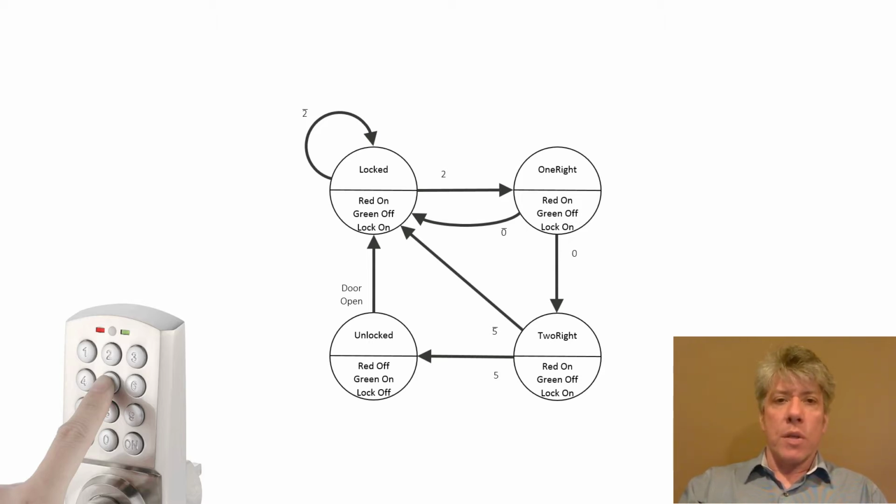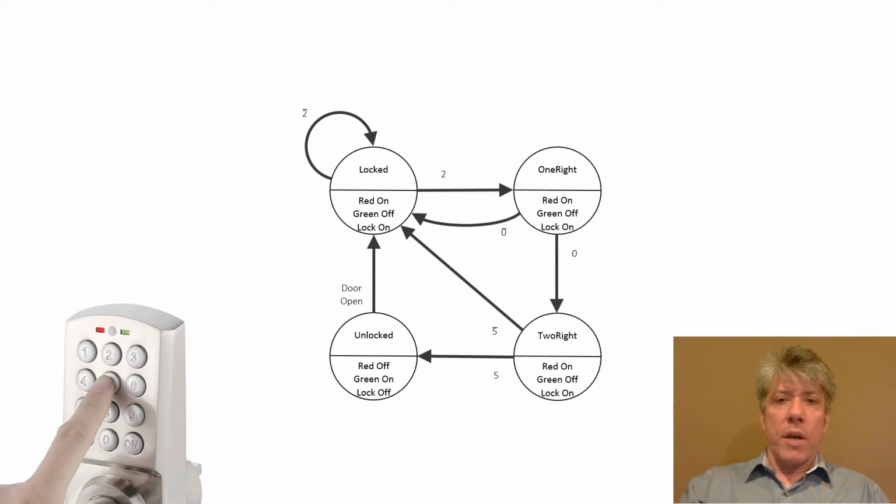The new transitions all have the correct number with a bar above each number. This represents a logical NOT operation and simply means any number other than the correct one triggers the transition back to the locked state. For example, if the user presses 2, then 0, then 8, the machine would transition from the 2 right state to the locked state when the 8 was pressed.